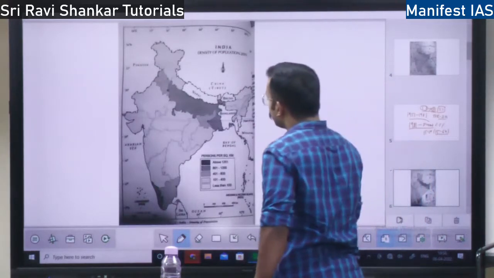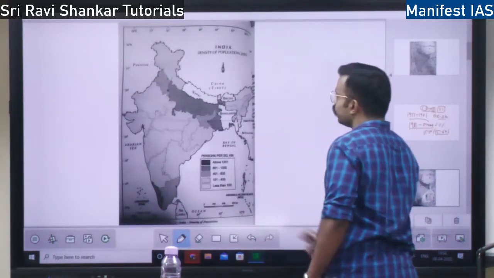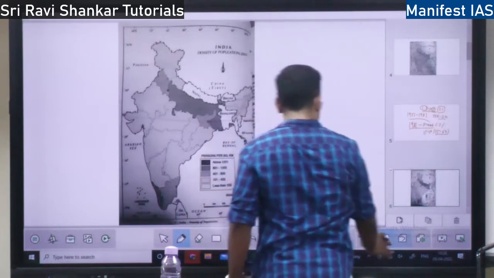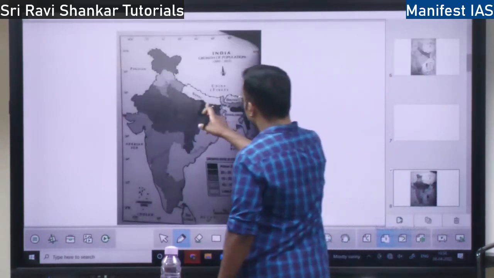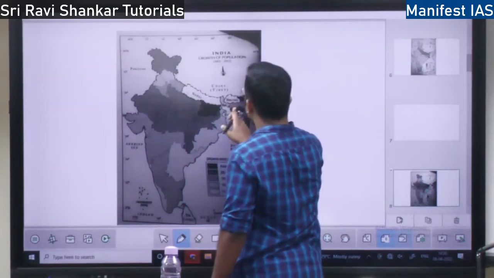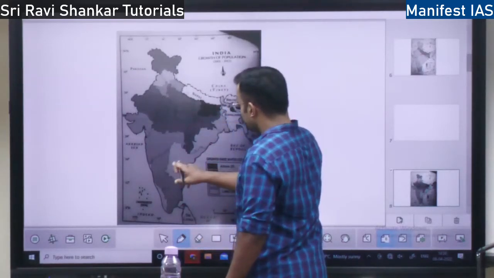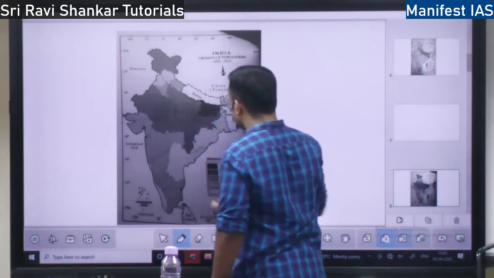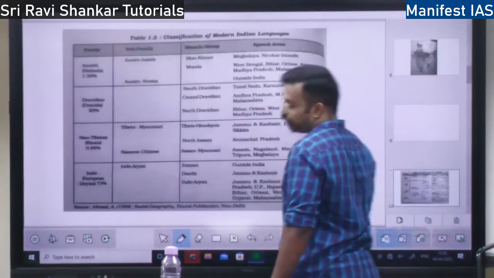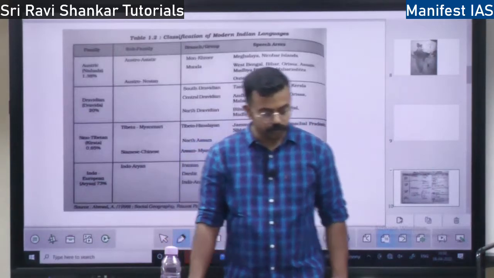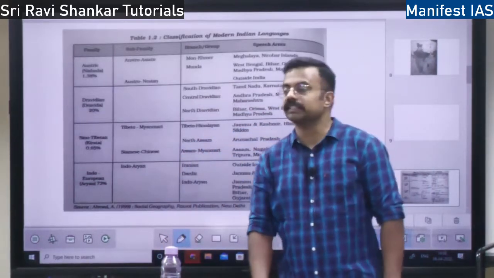So, density of population, yesterday we discussed, this is the map. See, these areas are more dense, and this is the growth of population. Here you find more growth, these areas. Here you have less growth. So this is the growth of population map. Yeah. So there are four major families of languages in India.